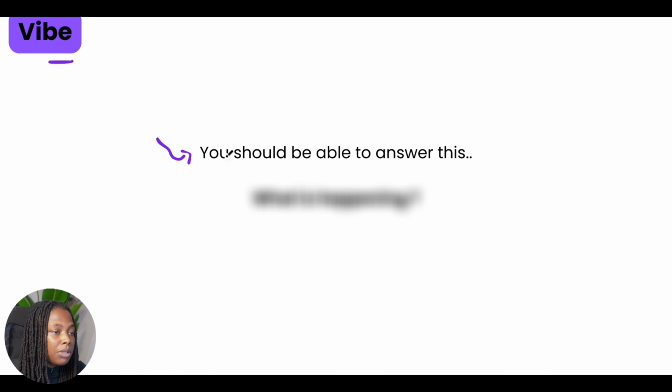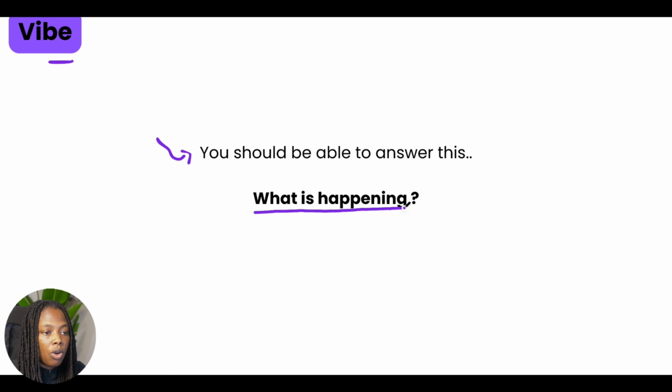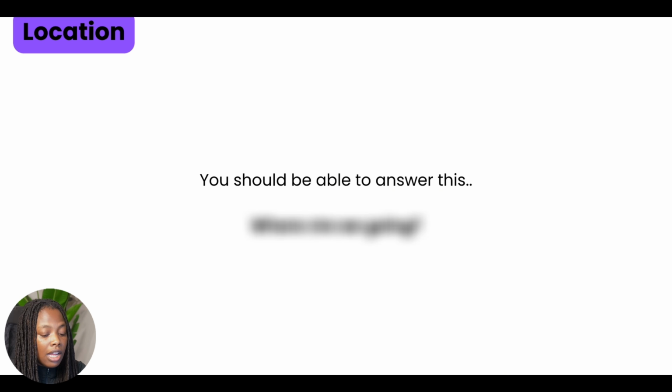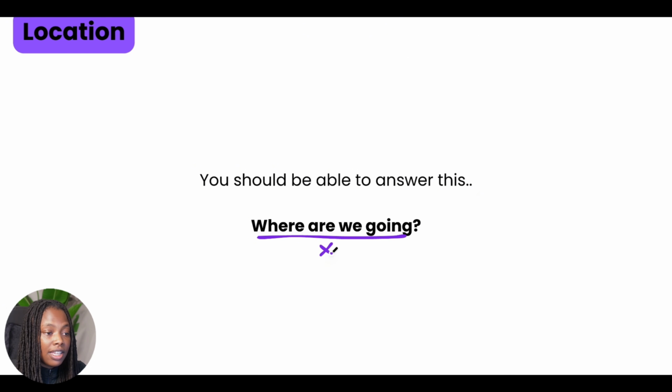So for the vibe step, you should be able to answer the question, what is happening on the chart? This part is very important. You can see why I said very important. You need to be able to answer what is happening on the chart, and I'll show you how to get this answer. The second step, location. You need to be able to answer, where are we going? Where is this chart moving to? If you can answer this, then you are halfway there.